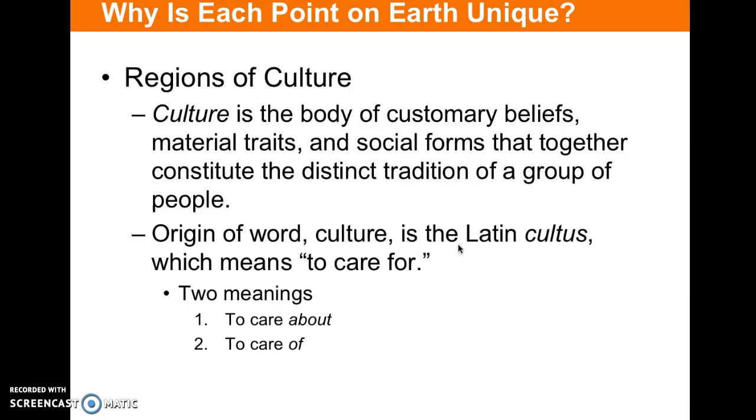So what do we mean by culture? We'll talk a lot more about culture in Chapter 4, which is the second chapter we'll be covering in Unit 1. But culture in general is a body of customary beliefs and material traits and social forms that constitute the distinct tradition of a group of people.